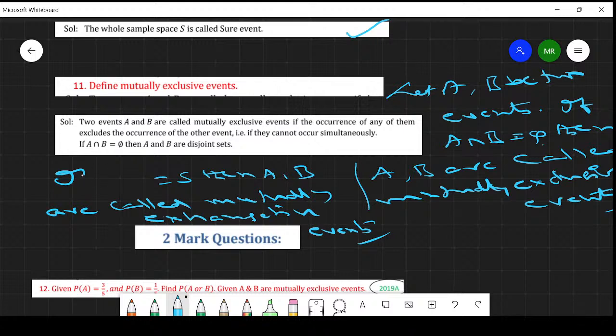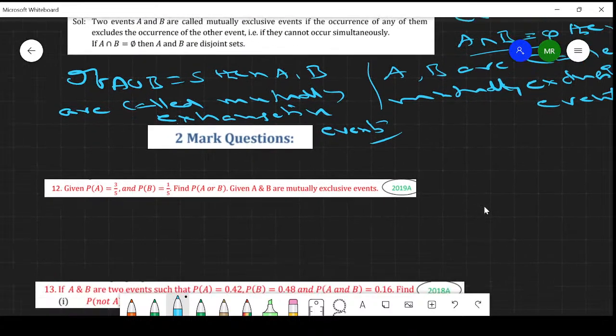Remember, if A union B is equal to S, we should be careful. Here, A intersection B is the empty set, with no common elements. Then we can say A, B are called mutually exclusive events. Whenever A union B is equal to S, A, B become mutually exhaustive events. So these are the possible 1 mark questions they are asking.